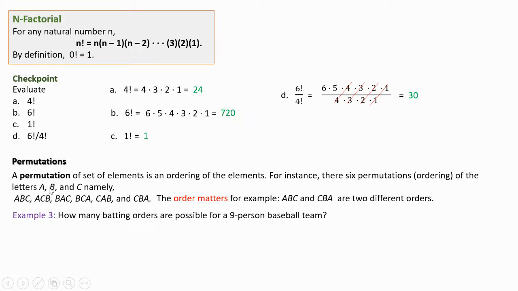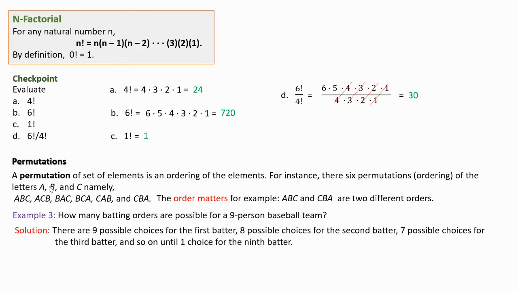Okay, now example 3. How many batting orders are possible for a 9-person baseball team? Solution: there are 9 possible choices for the first batter, 8 possible choices for the second batter, and so forth. So it's going to be 9 times 8 times 7 times 6. Nine players can bat first. Then after 1 is chosen, 8 players can bat second, and that player cannot bat again. Then it's 7 and 6.